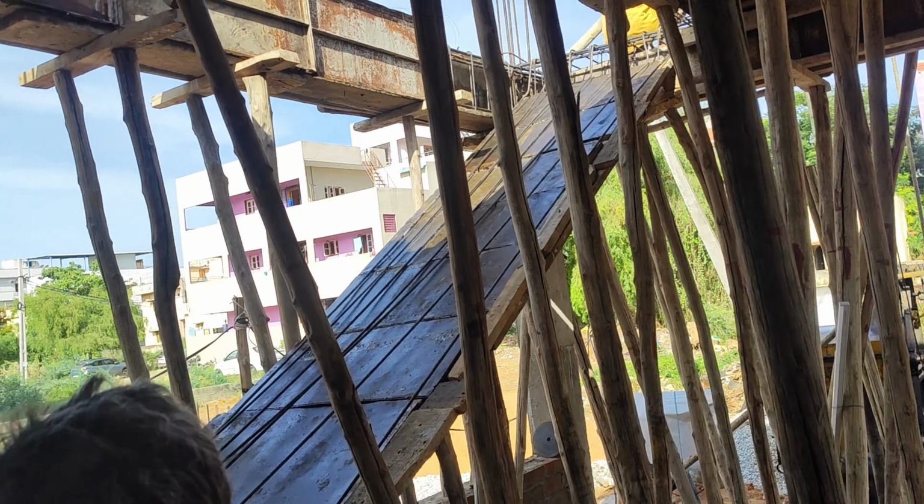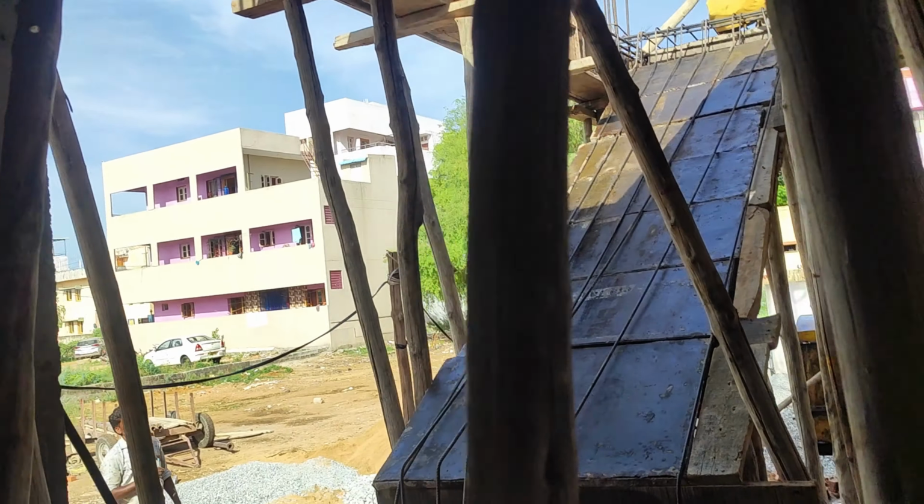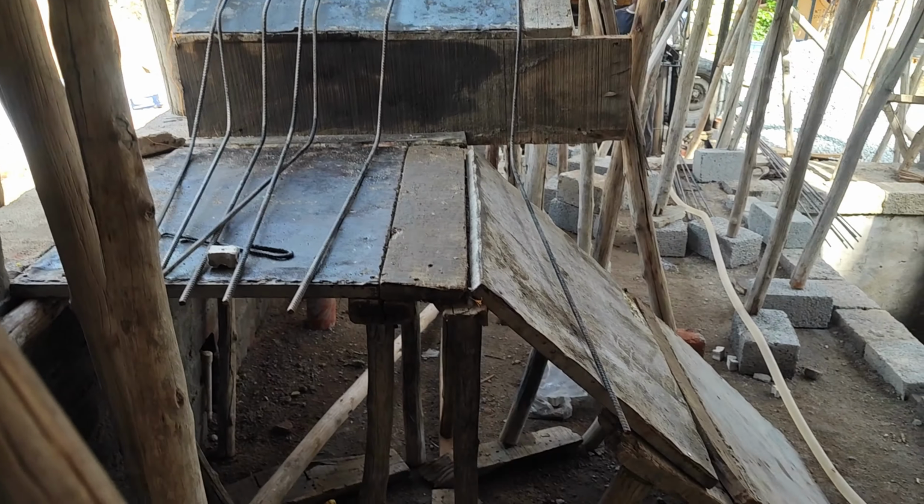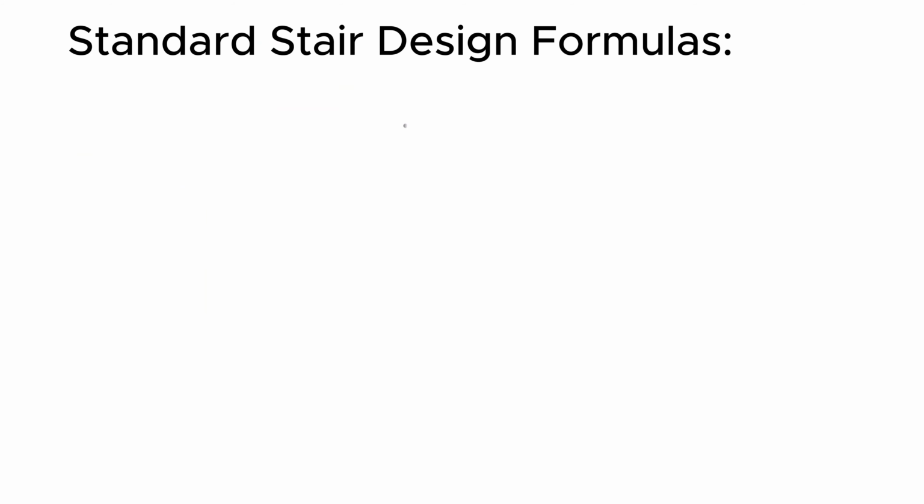Staircase planning and setup. As we reach the slab level, it's time to plan the staircase that connects the ground floor to the next level. Using standard stair design formulas, we begin with two key values: the total height from ground to slab, rise, and the space available for stair length, run.